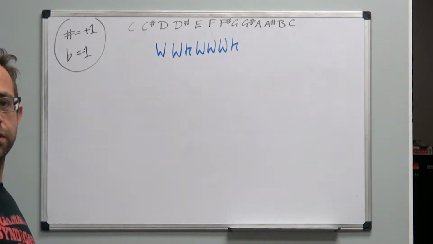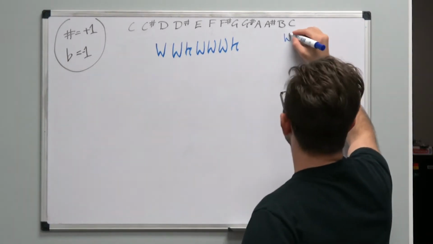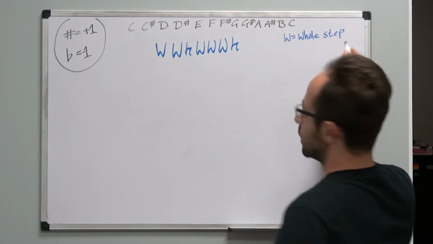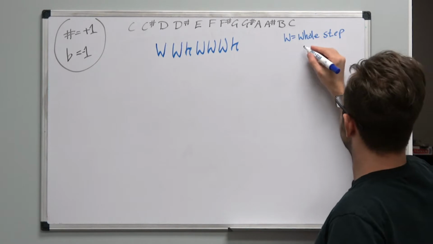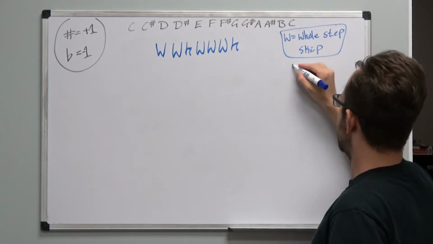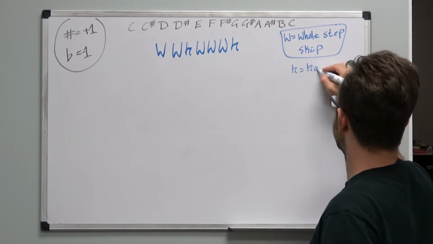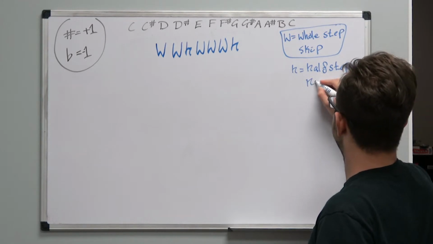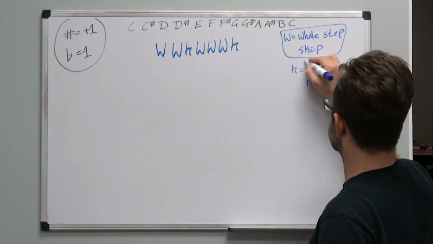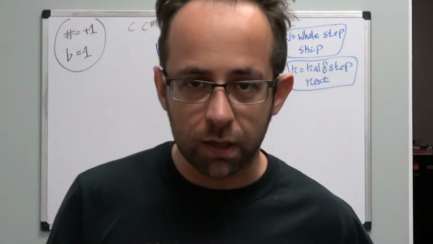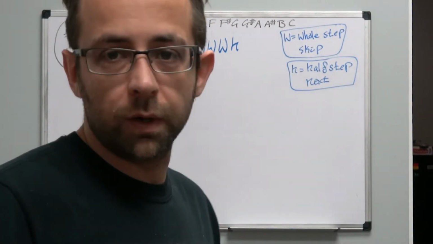So W means whole step. That is where you skip the next note. And the H is a half step. And that means play the next note, or take the next note for building what you're building. I guess spoilers: the thing we're making is called a major scale. So yeah, that's where we're going.